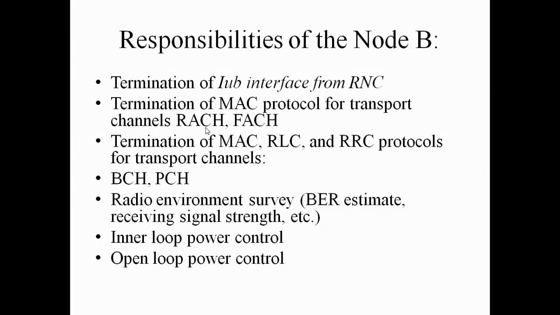Likewise, it has to terminate the MAC protocol for transport channels RACH and FACH, and it can also terminate RLC and RRC protocol for transport channels, and radio environment survey and inner loop power control, open loop power control, RF processing, modulation and demodulation. All those things can be taken care of by this Node B.